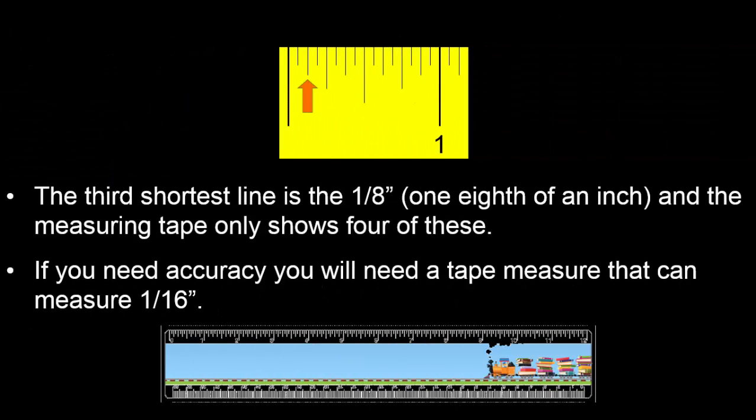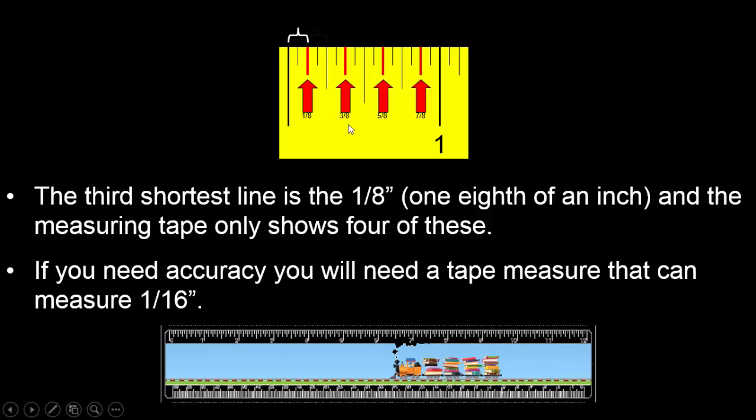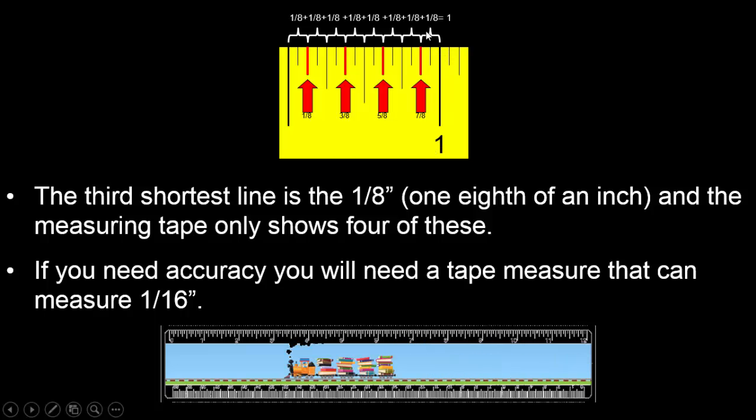The third shortest line is the eighth, 1/8 of an inch, and the measuring tape only shows 4 of these. We show the eighths in red, so 0/8, 1/8, this would be 2/8, 3/8, this would be 4/8, 5/8, 6/8, 7/8, and of course 8/8 is equal to 1 inch. And the smallest, in between the eighths, would be 1/16 of an inch.